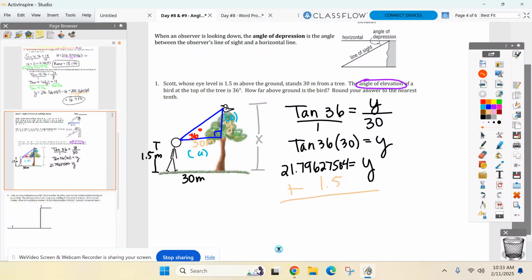Just a quick check here. All right, it just says round to the nearest tenth. It doesn't give me a specific unit, so we don't need to convert anything. So ground to bird, ground to bird. What are we looking at? 23.3. I always put the units, but I don't care if you do, as you know.